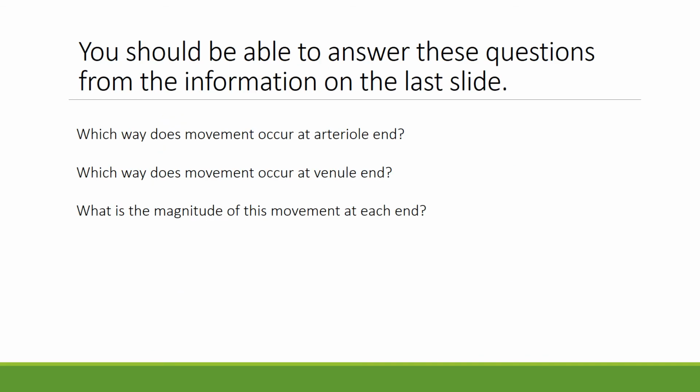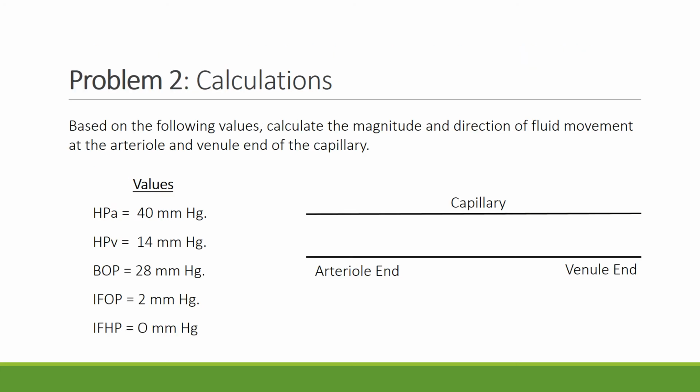Based on the previous slide, you should now be able to answer these questions. The magnitude of movement at the arterial end is 10 millimeters of mercury, and since it favors filtration, this is the outward movement of fluid. The magnitude of movement at the venual end is 7 millimeters of mercury and favors reabsorption, so it's the inward movement of fluid. Here's a second problem for you to work. See if you can place the arrows before you look at the answers on the following slide.